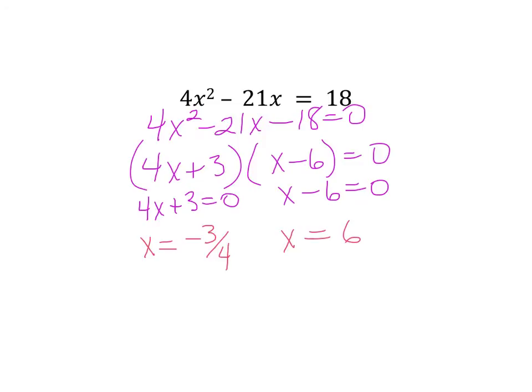Okay, so here we get the answer of, well, you move the 18 over, so it becomes your -18 here. Then factor this, you get 4x plus 3, x minus 6 equals 0. Set each bracket equal to 0, and then solve each equation to get what your x will be. Okay, let's go to the next one.